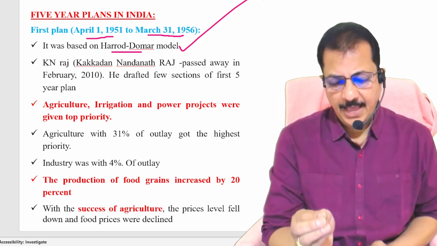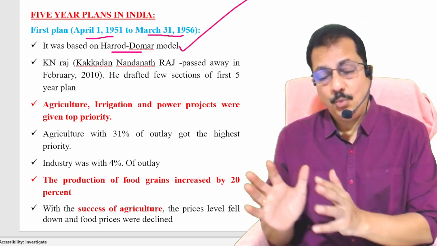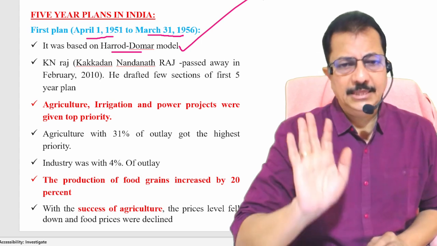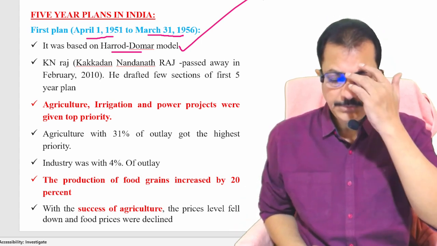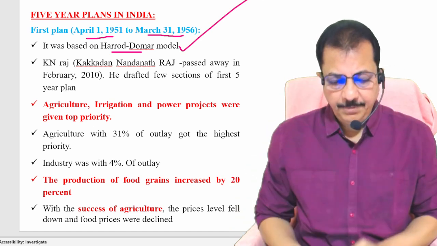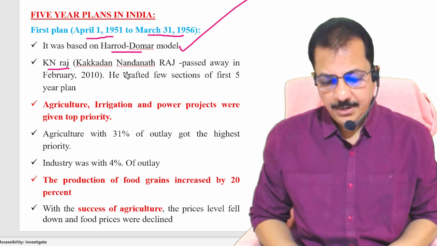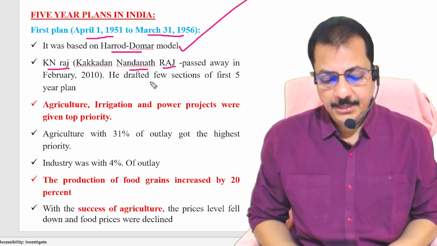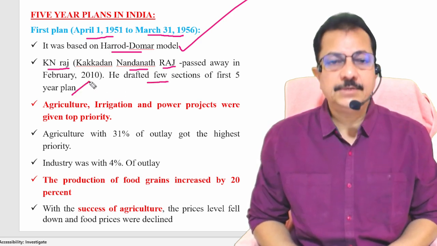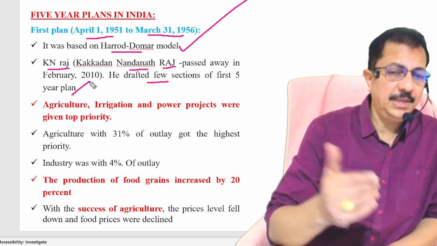Clear? Who is this Harrod? Who is this Domar? Right? Why are these people here? What are their contributions? All these things I am going to discuss with you now. Clear? So this is point number 1. And when it comes to the first 5-year plan, one important person is K.N. Raj, Kakkadan Nandanath Raj. Clear? And this person has drafted a few sections of the first 5-year plan. Clear? So he is associated with the first 5-year plan.